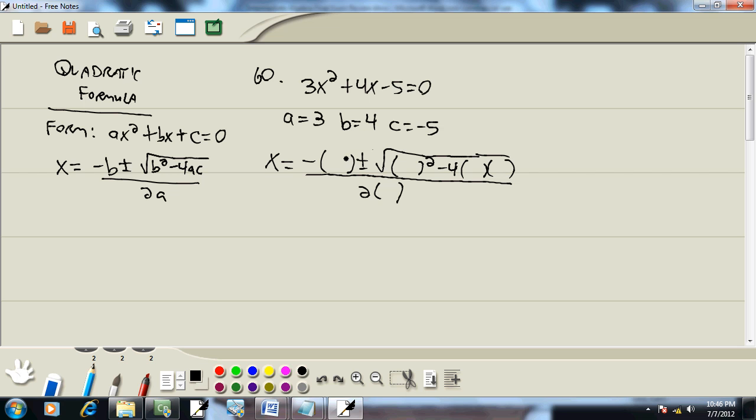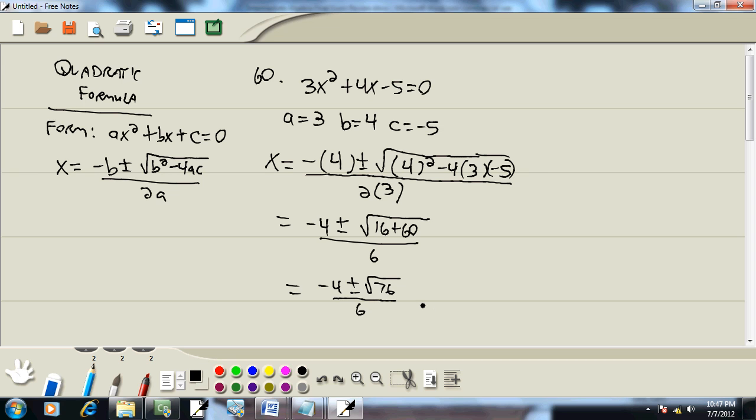And now, everywhere I had a b in my formula, I put in 4. Everywhere I had an a, I'll put in 3. And everywhere I had a c, I'll put in negative 5. So that gives us negative 4 plus or minus 4 squared, which is 16, minus 4 times 3, which is negative 12, times a negative 5, which gives us positive 60, I believe, all over 6. That gives us negative 4 plus or minus square root of 76 over 6.